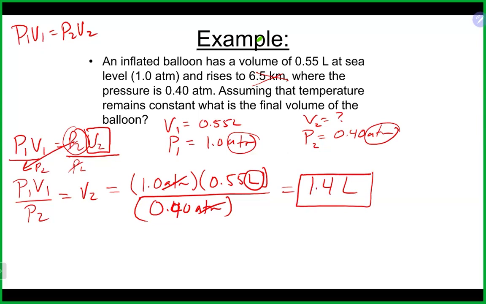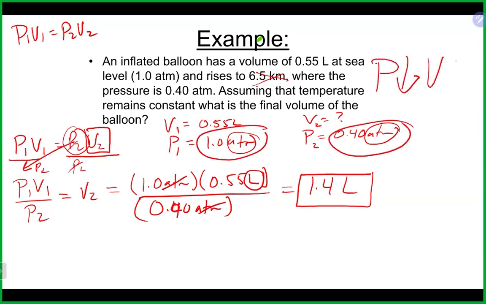Now we could also, since we understand the relationship of Boyle's law, see if our answer makes sense. Here the pressure went from 1 atmosphere to 0.4. So my pressure went down, which means my volume should go up. Started at 0.55 liters, ended at 1.4. So that's good, right? Sometimes it's a good idea to check that it makes sense, so make sure you didn't invert some numbers, which is a very common error when you're using gas laws. Any questions on that?